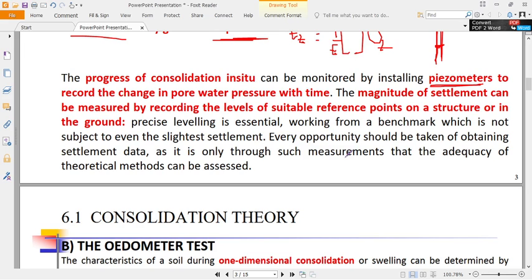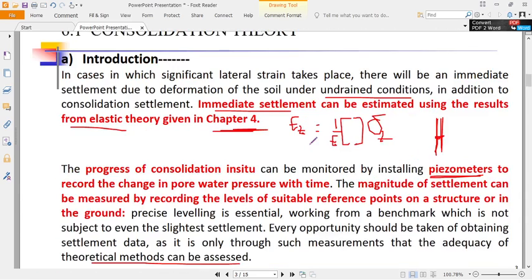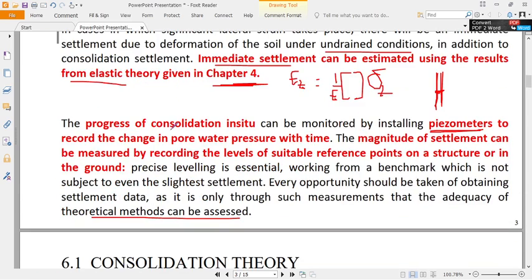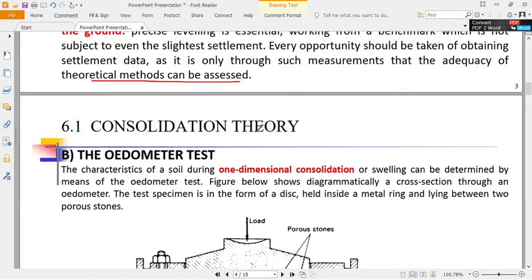So it can monitor the differences between the readings you take every month, every 6 months or every 3 months, as it's only through such measurement that the adequacy of the theoretical methods can be assessed, and the time that settlement has occurred. So how do we determine this? We are going to see how we determine the consolidation, to predict the consolidation.